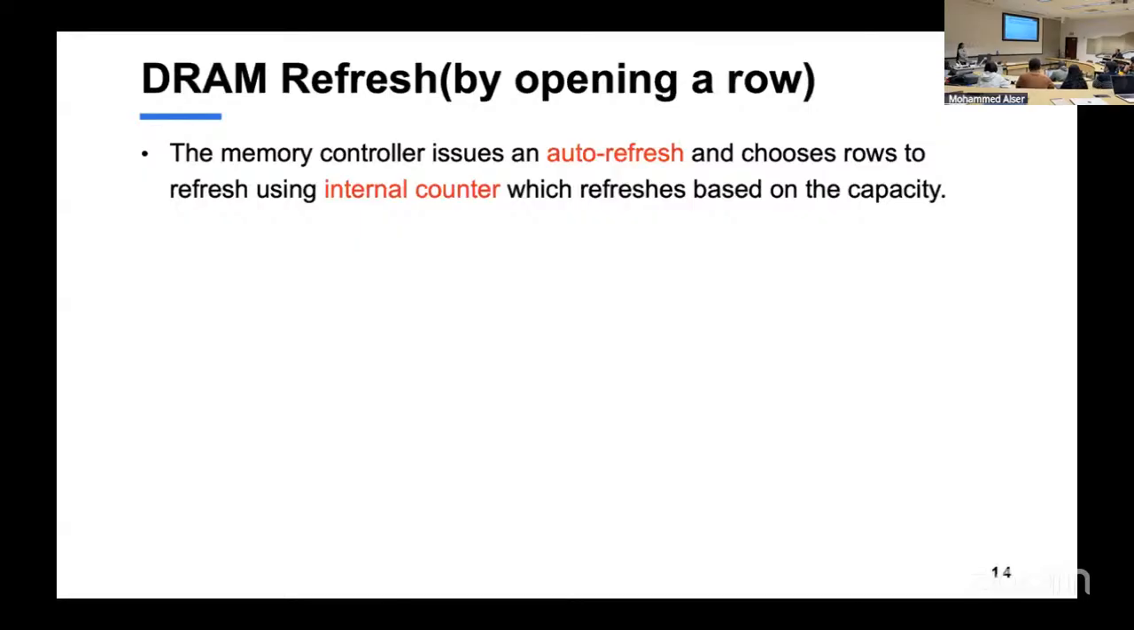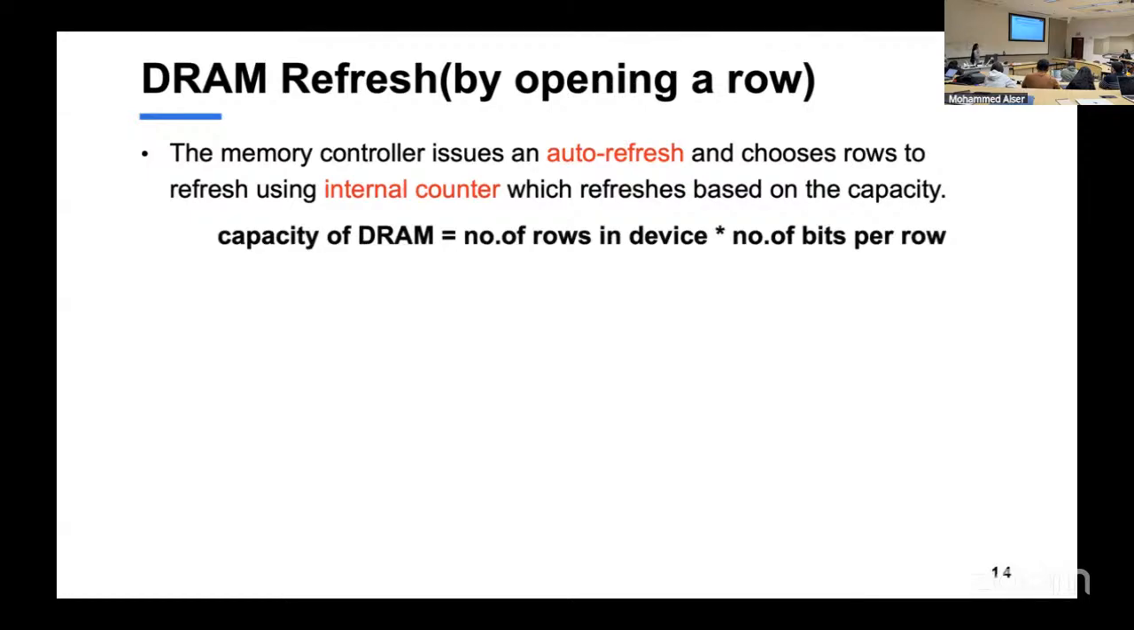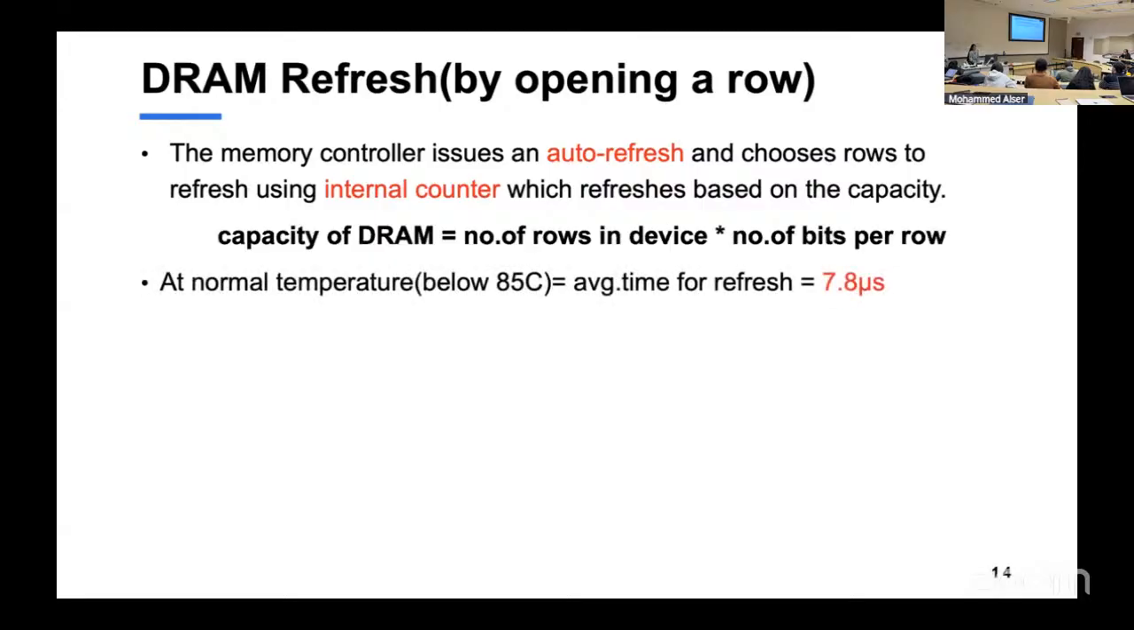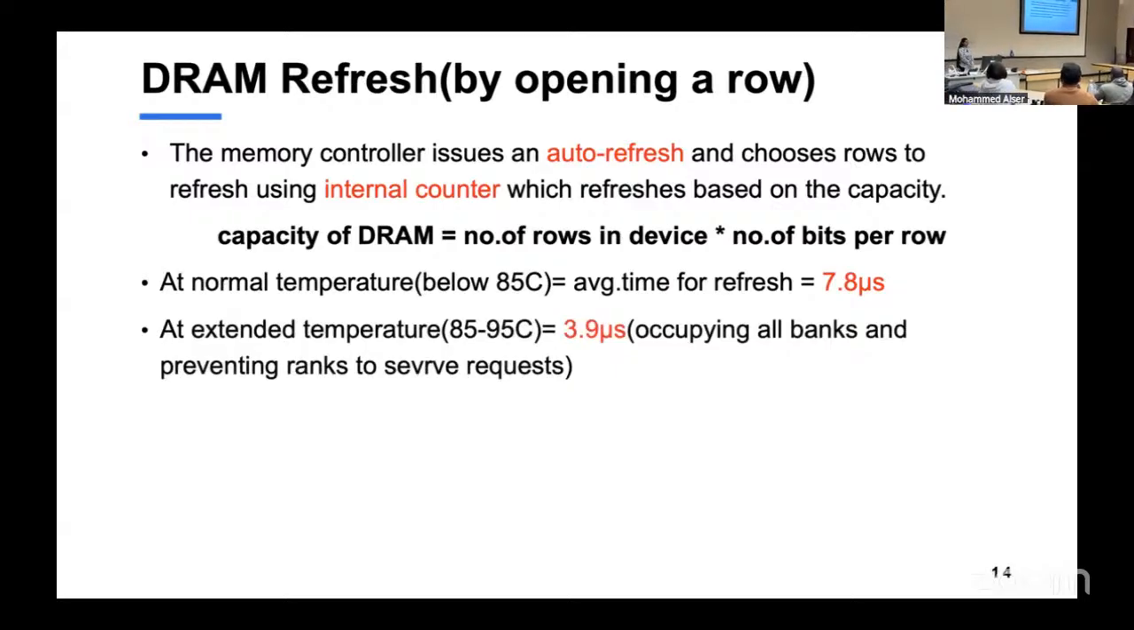So next, coming to the DRAM refresh, the memory controller issues, and so we didn't get into the RAIDR yet. So coming to the baseline model, the memory controller issues an auto refresh and chooses rows to refresh using an internal counter, which refreshes based upon the capacity. And the capacity of DRAM is the number of rows in the device multiplied with the number of bits per row. And at normal temperature, average time for refresh is 7.8 microseconds. And at extended temperature, it is 3.9 microseconds, occupying all banks and preventing ranks from serving requests.